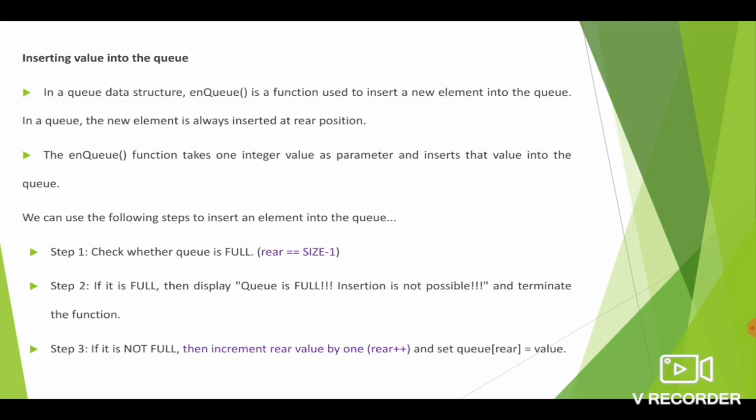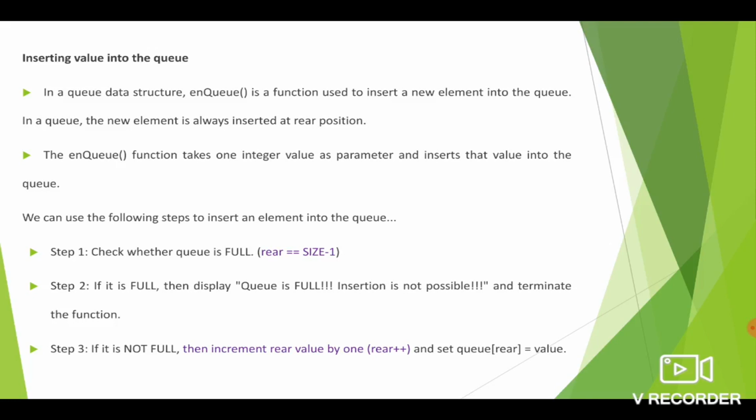So if I want to insert some value into the queue, I can use the function enqueue. Enqueue is a function which is used to insert a new element into the queue. Always the new element is inserted at the rear position. For insertion, you have to give one integer value as the parameter, and that integer value is inserted into the queue. So the steps for insertion: first we have to check whether the queue is full or not.